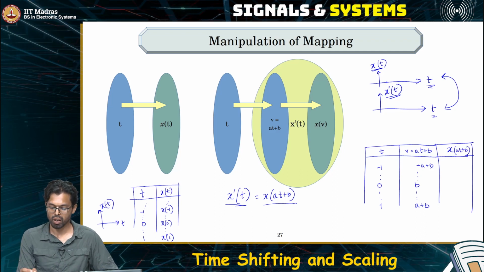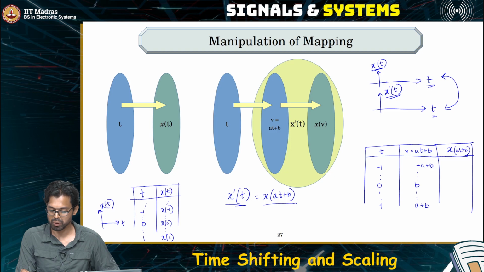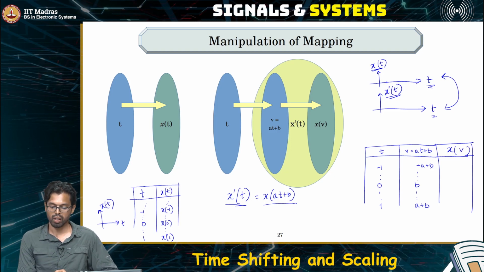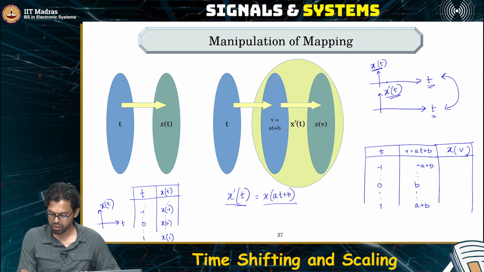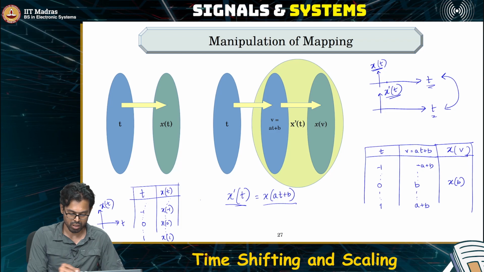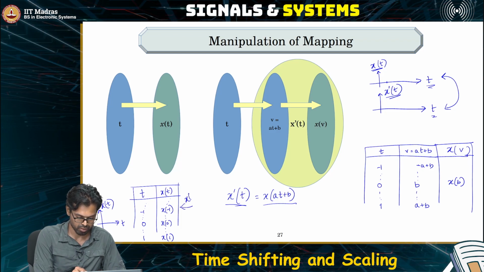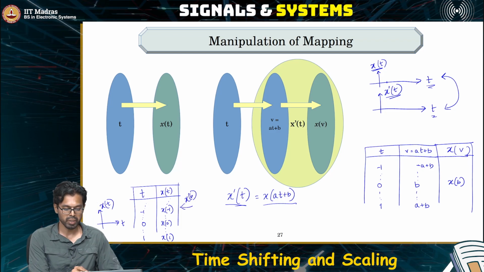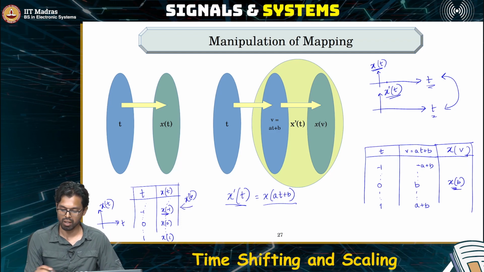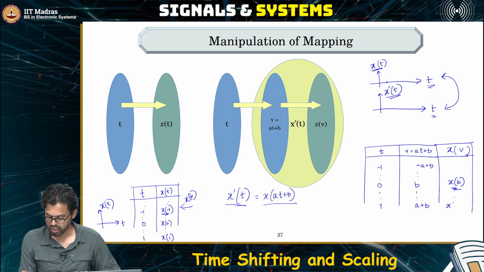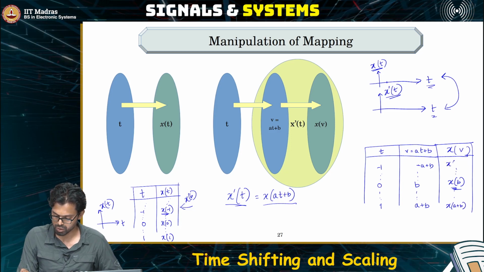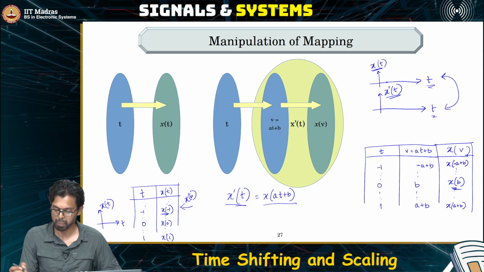So how do you compute this x of at plus b? In other words, you are computing x of b. So the value here is x of b. So you search for x of b here. If b is minus 1, then this value appears here, okay? And then this is x of a plus b, and this is x of minus a plus b.